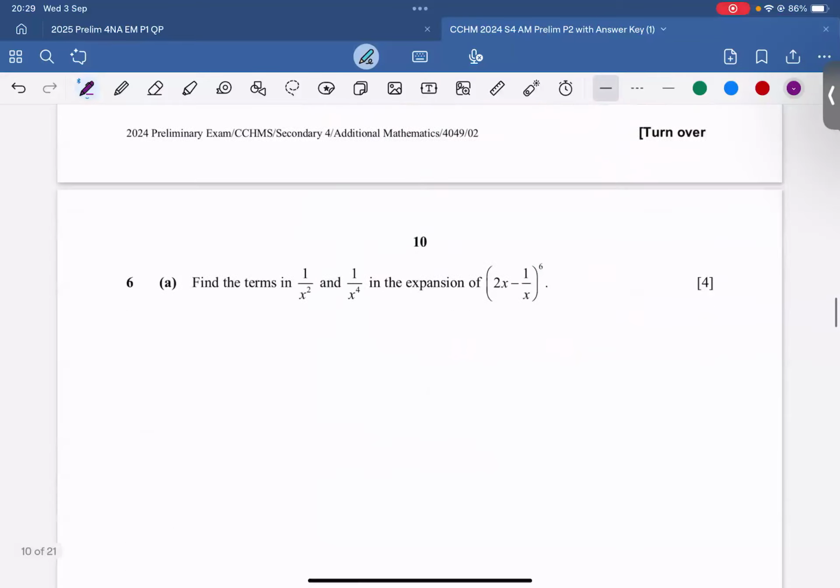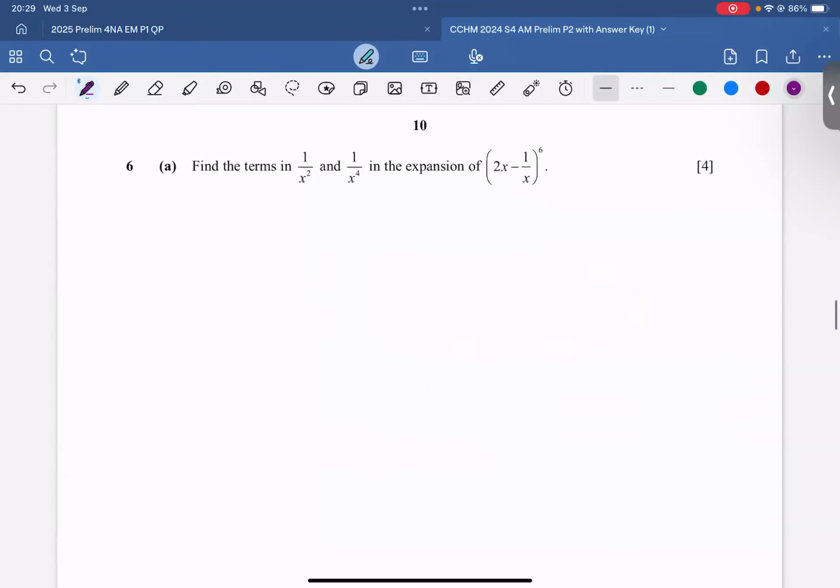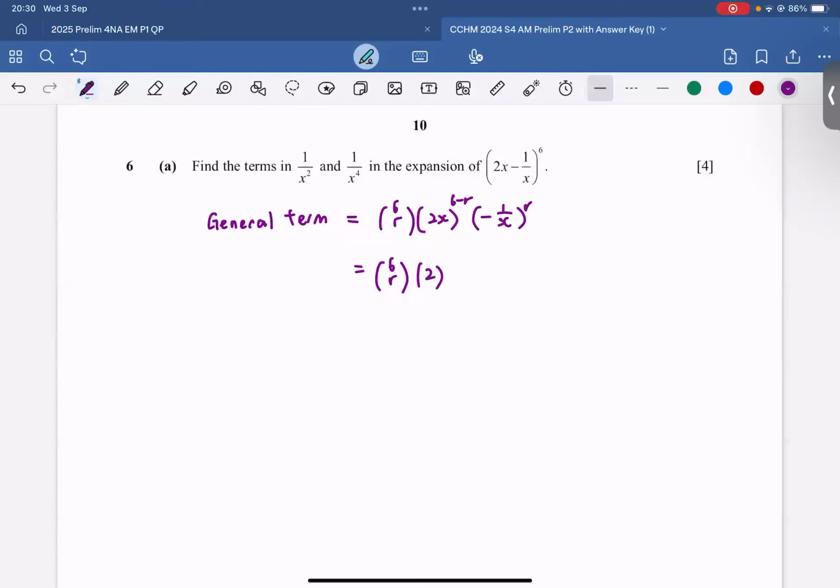Okay, next. Find the term in the expansion of this. So if you don't know, then just expand because it's only power 6. That means there's only 7 terms. But we should use the general term actually. So the general term equals 6Cr (2x) to the power of r, (negative 1 over x) to the power of 6 minus r. Oh sorry, 6 minus r or r. Okay, now we need to separate the x and the number. So this is 2 to the power 6 minus r, x to the power 6 minus r.